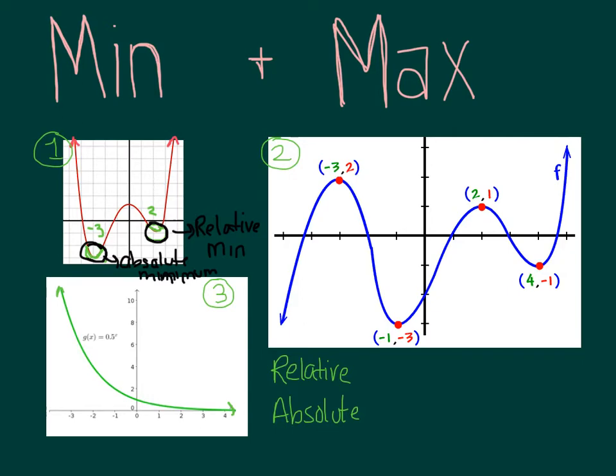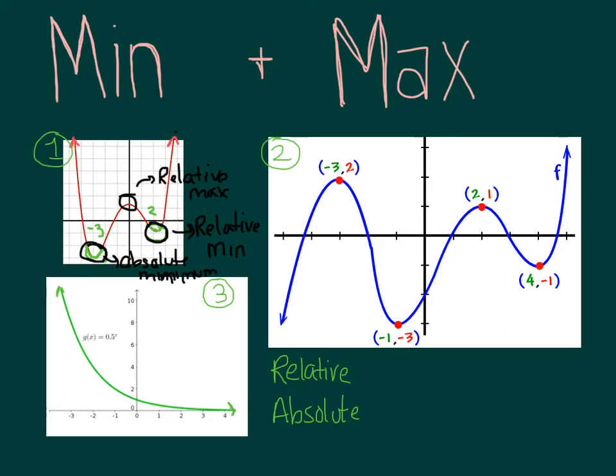Looking at maximums, I see one kind of bump here. Now this one is the only maximum, but it's also a relative max because it's not the highest point on the graph. You see these arrows mean that those will go up forever, so it wouldn't be the highest point.